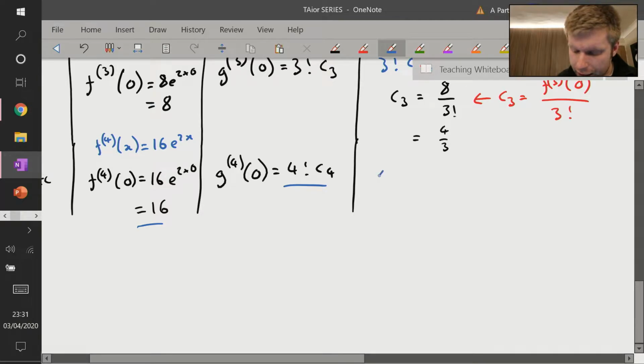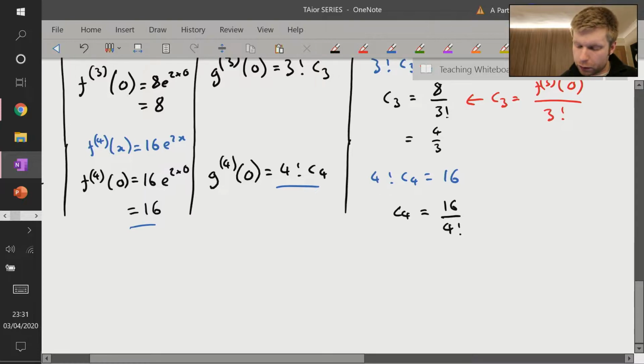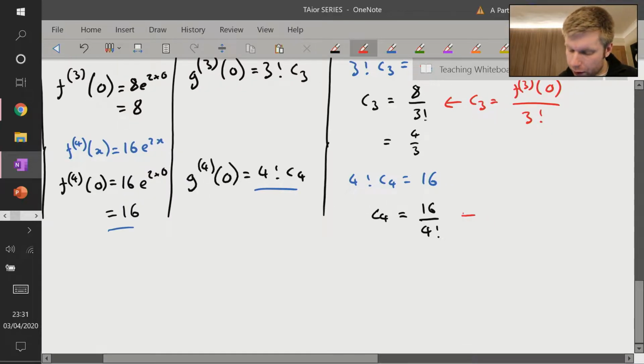So in other words, I can say that 4 factorial times c4 should be the same as 16. Well, after a bit of rearranging, you can see that c4 should be equal to 16 divided by 4 factorial, okay? Just remember where that came from. That's effectively saying that c4 is equal to the fourth derivative of my function around the point x equals 0 divided by, you guessed it, 4 factorial.